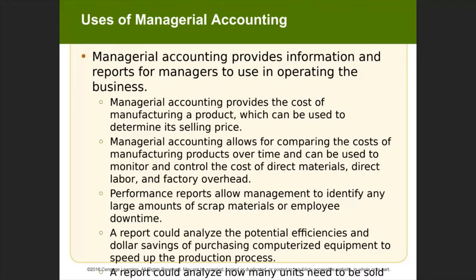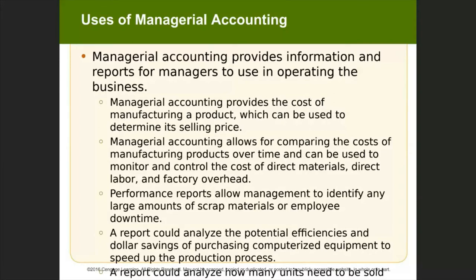Managerial accounting provides information and reports for managers to use in operating the business. Managerial accounting provides the cost of manufacturing a product, which can be used to determine its selling price. Managerial accounting allows for comparing the cost of manufacturing products over time and can be used to monitor and control the cost of direct materials, direct labor, and factory overhead.